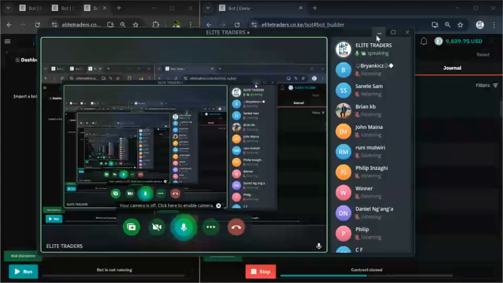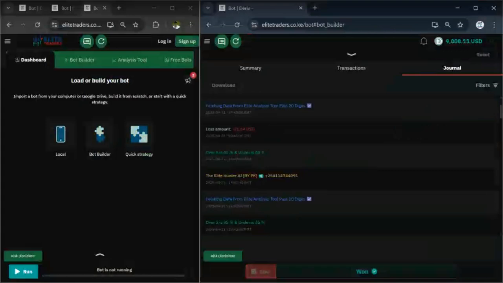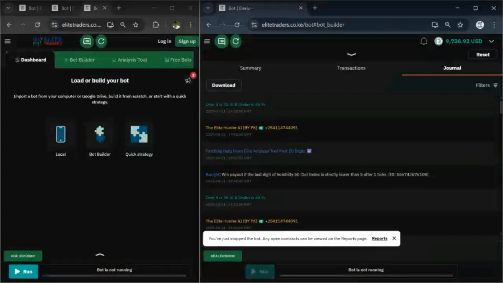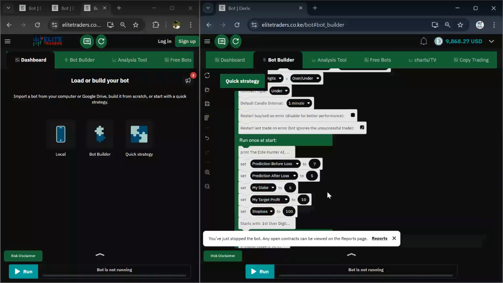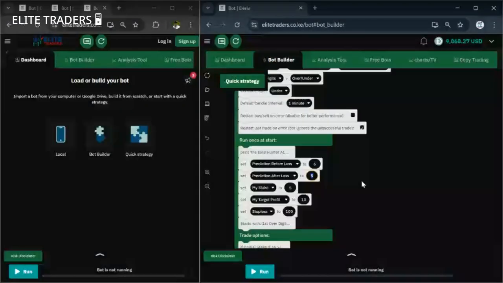Okay, so the robot will continue executing these contracts. Very, very simple. Assuming you want to trade under 6, for the recovery you set it up here. For example, you might be trading something like under 4, then it can make a recovery in something under 5 or even under 6, depending on how you do your market analysis.